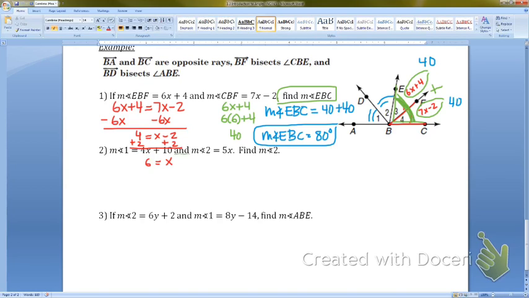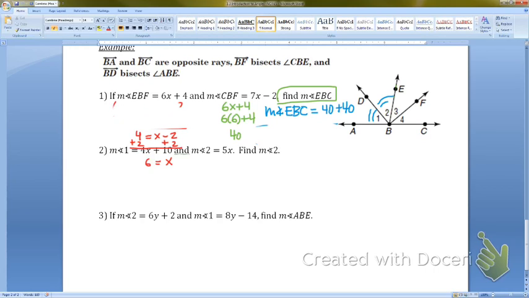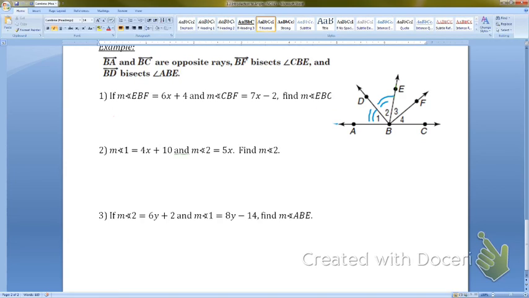Alright, I'm going to erase some of my stuff so that we can see the problem more clearly on example 2. Alright, example 2, we're going to use the same problem and the same directions that talk about things being congruent. It says measure of angle 1 is 4x plus 10 and measure of angle 2 is 5x. Alright, so the first thing that we need to do is label our angles. Okay, so measure of angle 1 is 4x plus 10 and measure of angle 2 is 5x.